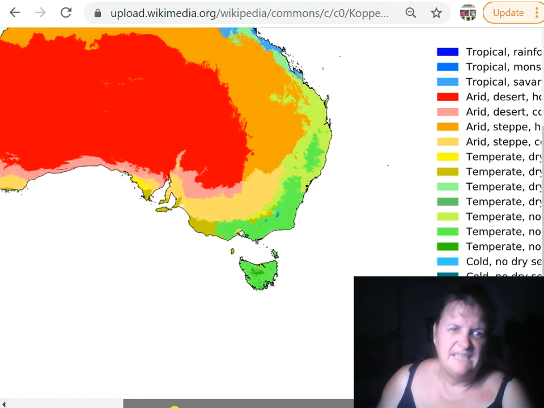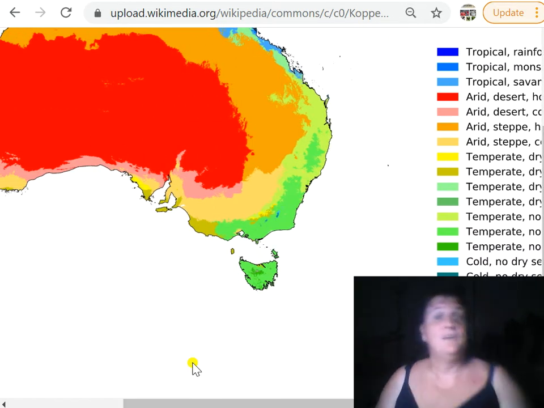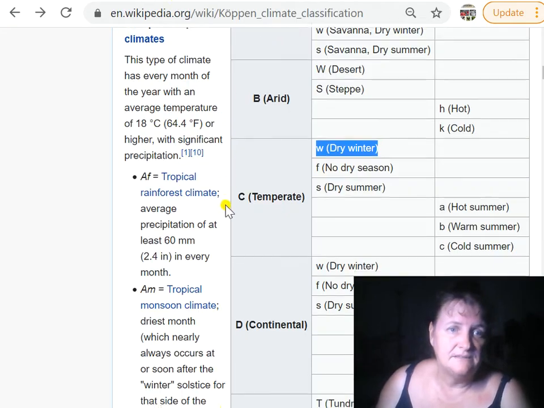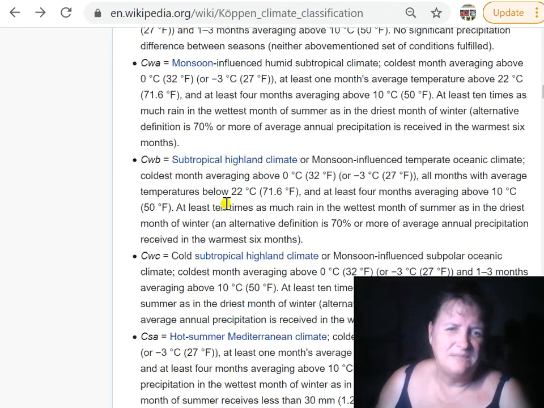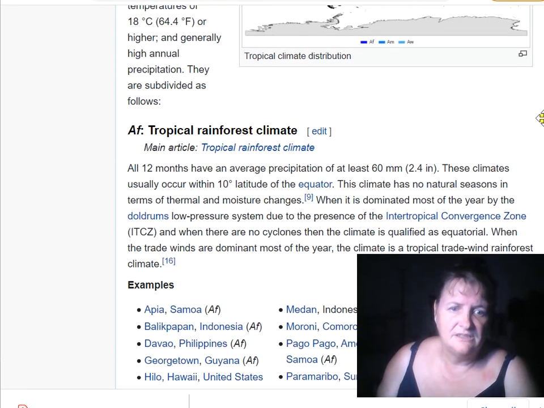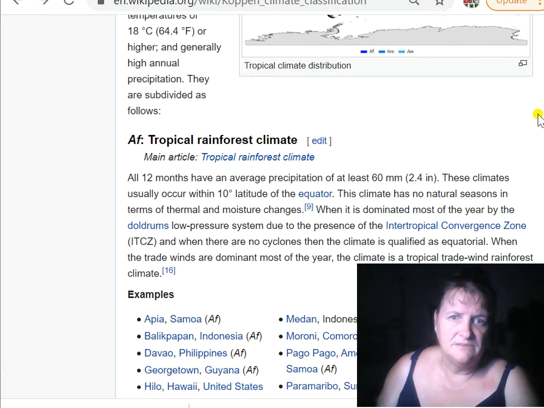Although we do really have a bit of a dry winter. Although there are times when we have a wet winter as well. So it's a little bit, climate is funny everywhere.